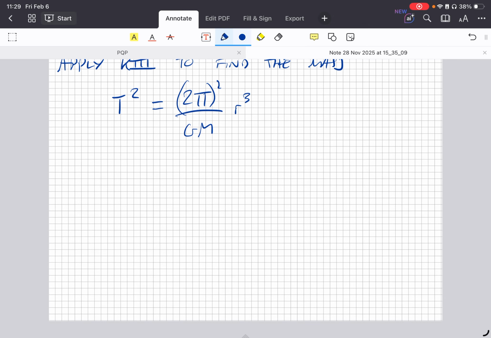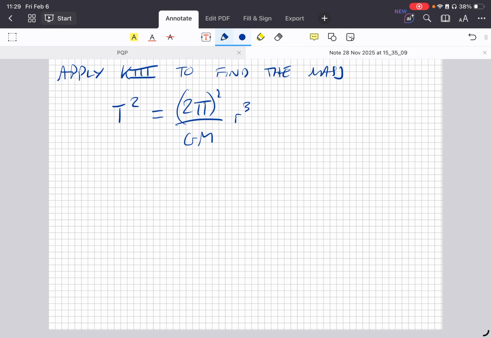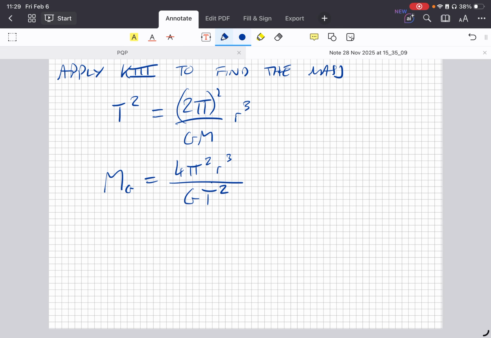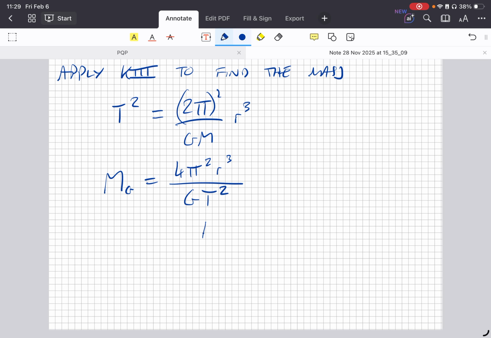Okay, so this is the formula that we wrote down in class, and we can simply rearrange that to make M the subject of the formula. M here is the mass of the galaxy, and when we rearrange the formula, we get that M is equal to 4 pi squared r cubed over G T squared. Now, we need to convert some units because the time here is given to us in terms of years.